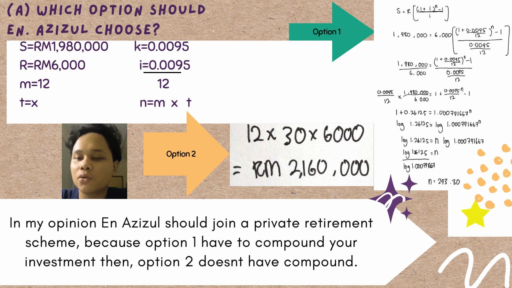And for option number 2, the calculation is not too hard. You just multiply 12 multiply 30 multiply 6,000 equal to RM2,160,000. In my opinion, Encik Azizul should join the private retirement scheme because option 1 has to compound your investment, while option number 2 doesn't have to compound.